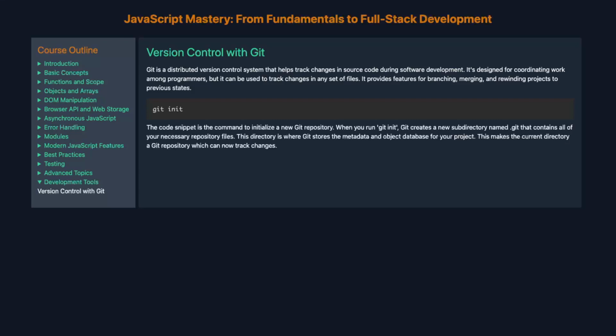The code snippet is the command to initialize a new Git repository. When you run git init, Git creates a new subdirectory named .git that contains all of your necessary repository files. This directory is where Git stores the metadata and object database for your project. This makes the current directory a Git repository, which can now track changes.